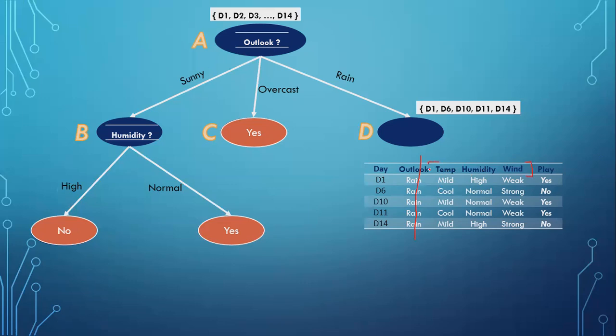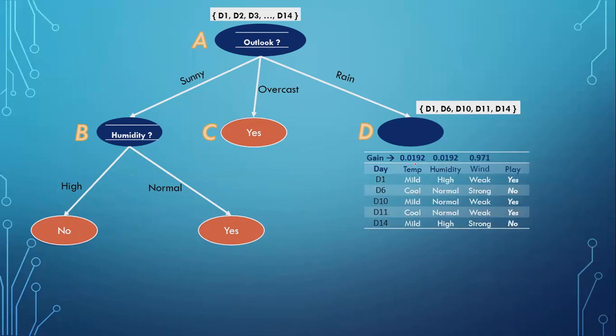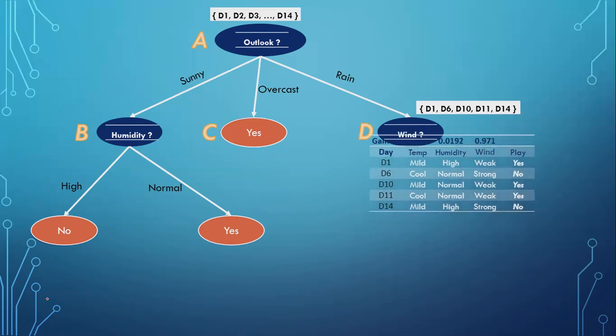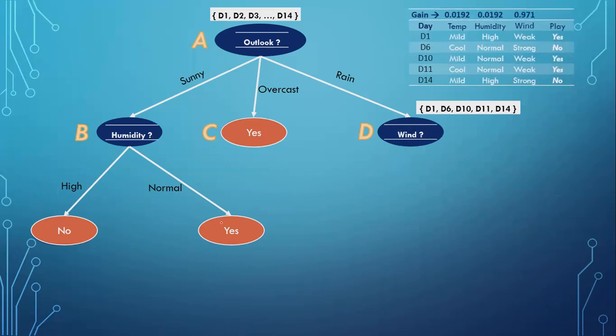For that we will calculate the information gain of each and every column. We know how to calculate it, so I have calculated it, and the information gains are: for temperature it's 0.192, for humidity it's 0.0192, the same, and for wind it's 0.971. For wind it is the highest, therefore we will take wind, and based on wind we will divide this subset of the data set. So for that we'll move this table. Now, what are the possible values of wind? We have strong and we have weak.